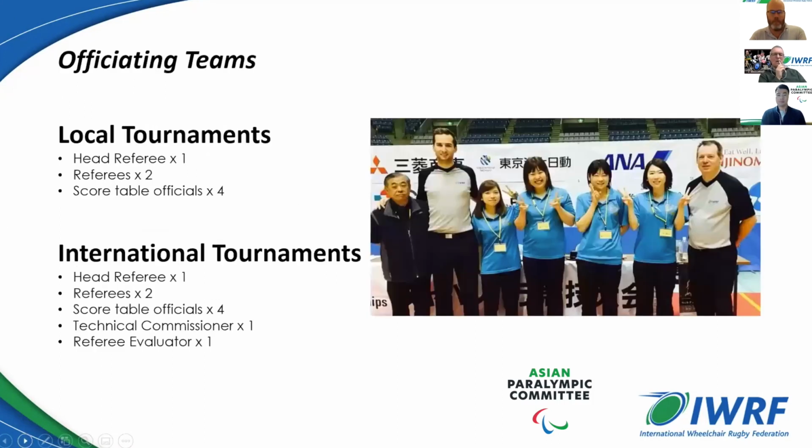The teams that make up the officials at a tournament vary depending on the level of the tournament itself. For local or domestic tournaments, generally these are made up of one head referee, 2 on-court referees, and 4 table officials. At international tournaments, we supplement this with a technical commissioner to assist in the running of the game and referee evaluators to assist in the development and progression of the referees themselves.